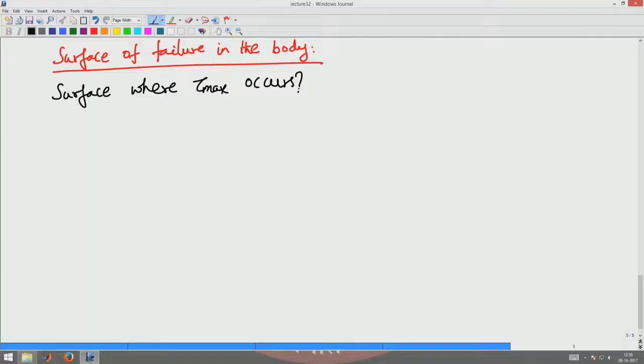Next, what we want to see is in what plane the body would have failed. We have found the failure stresses, but how the body will fail is what we want to see next. So, let us take the example of uniaxial tension, the surface of failure in the body. We said that when tau max occurs, it will fail. Now, what we are interested in is finding that surface where tau max occurred. That will determine the surface of failure.